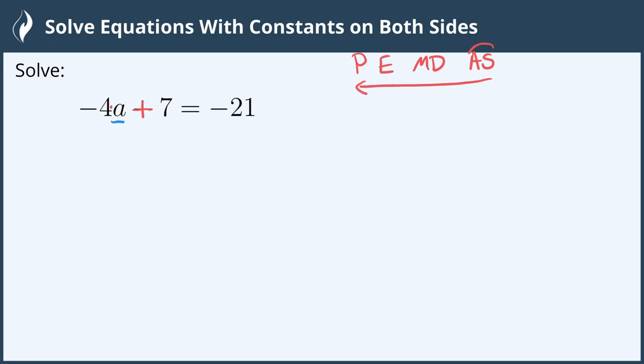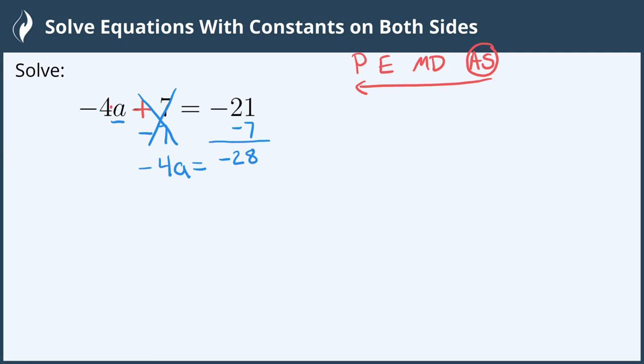So the first thing we work with is the adding and subtracting step. Since it says add 7, the opposite to negate that is subtract 7. And we have to do it to both sides to keep the equal sign balanced. Positive 7 minus 7 cancels to 0, and so we're left with negative 4a on the left side of the equal sign. On the right side, negative 21 minus 7 gives us negative 28. When the signs are the same, we add them and keep the same sign.